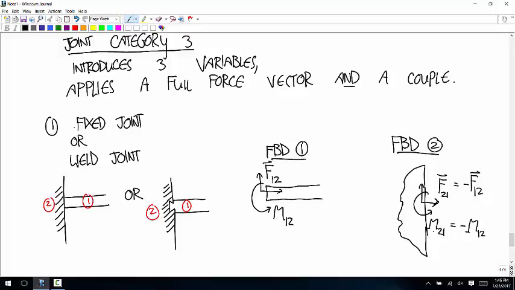Is there a situation where there is just a couple, but it can slide in and out without rotating? No, not that I can think of.